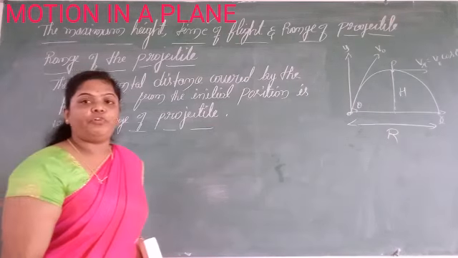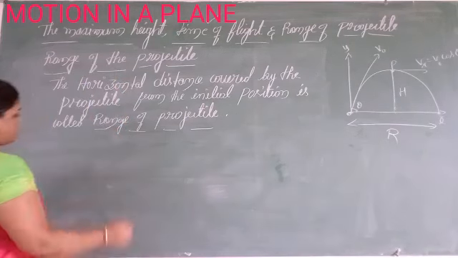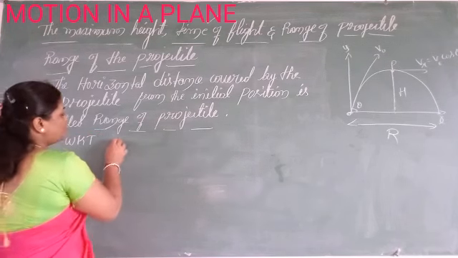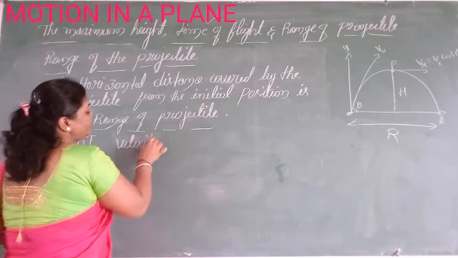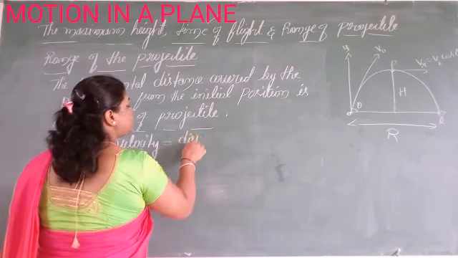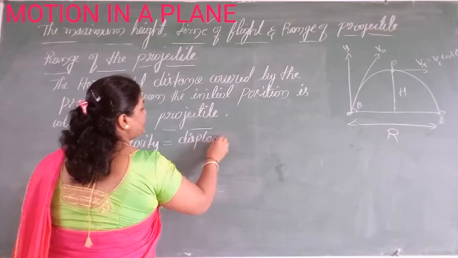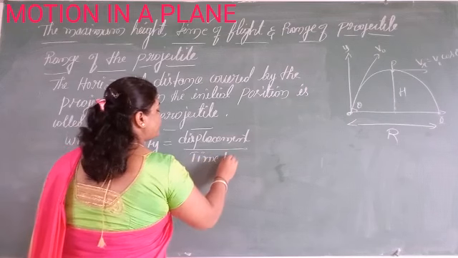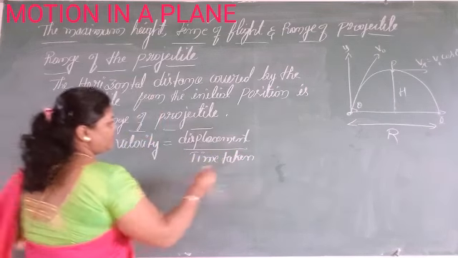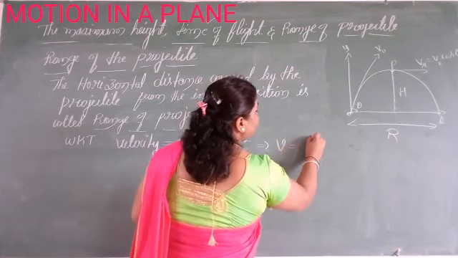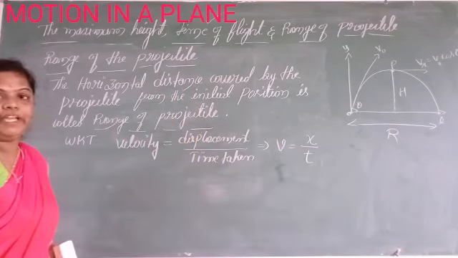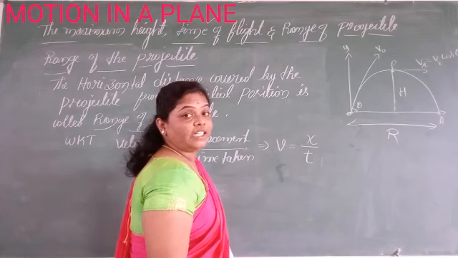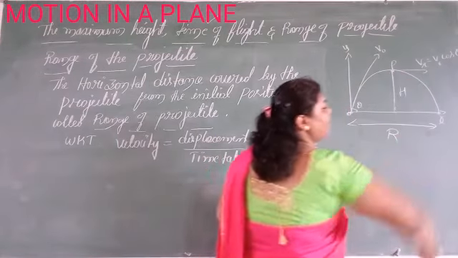Now let's see the expression for the range of the projectile. We know that velocity is the rate of change of displacement, that is, displacement by time taken, which implies v is equal to x divided by t. Now we take the range of the projectile, that is the distance. Here the time taken means the time of flight, the time of ascent plus the time of descent.